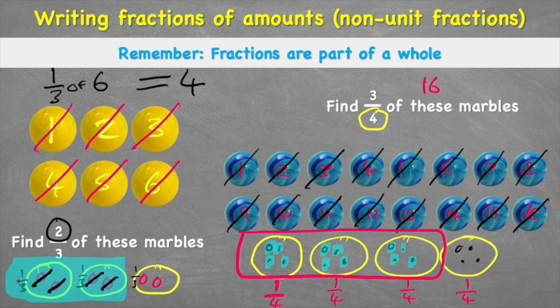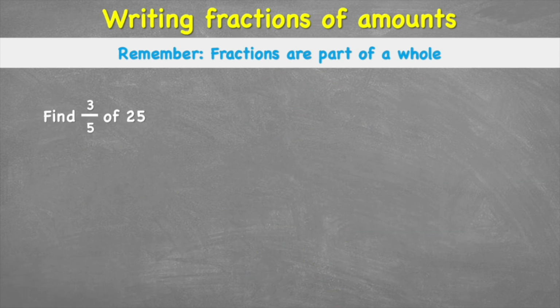So I have 12 marbles, meaning my answer to finding 3/4 of these marbles equals 12. Awesome. But sometimes we don't have marbles. Sometimes we just see the question like this. Find 3/5 of 25. And this looks so much harder when we don't have those marbles. But remember, we can still use scrap paper or my screen around me to help me. So I'm going to draw and I'm going to see it in practice.